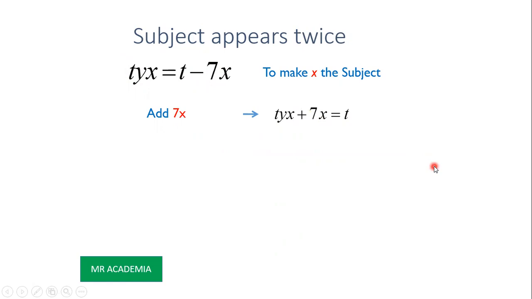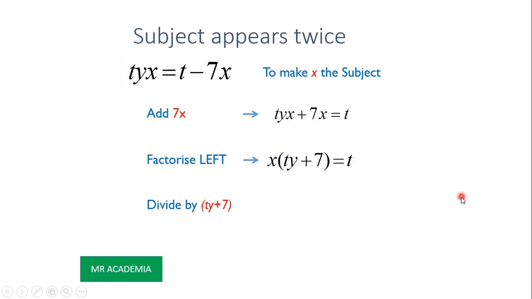And then after, we can go ahead and factorize out the x, such that if I remove x from ty, I remain with ty. If I remove x from 7, I remain with 7, and this will be equivalent to t. And finally, we divide by what is in brackets to remain with x alone on the left-hand side. And therefore, x will be t divided by ty plus 7, and I've made x the subject of the formula.